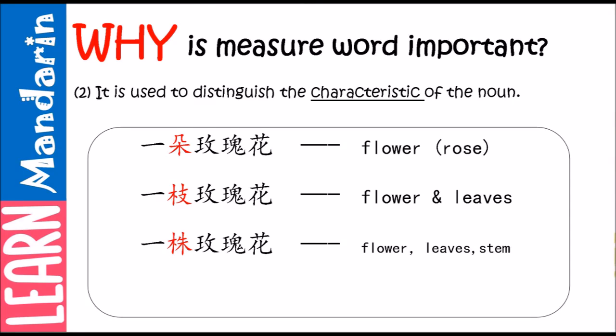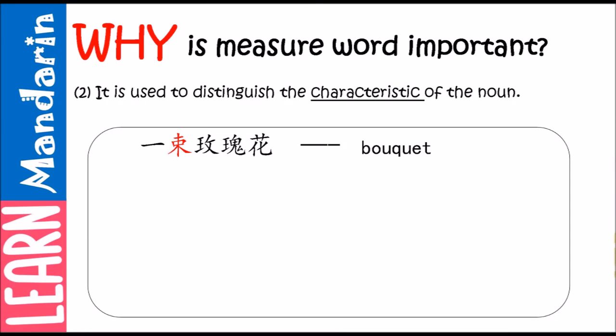of the rose. 一株玫瑰花. The fourth measure word is 束, which means a bouquet. 一束玫瑰花. The last measure word is 盆, which means a pot. 一盆玫瑰花.